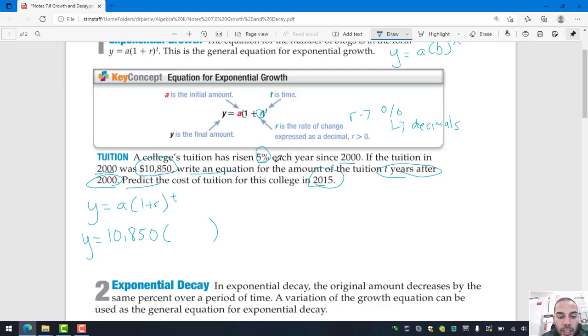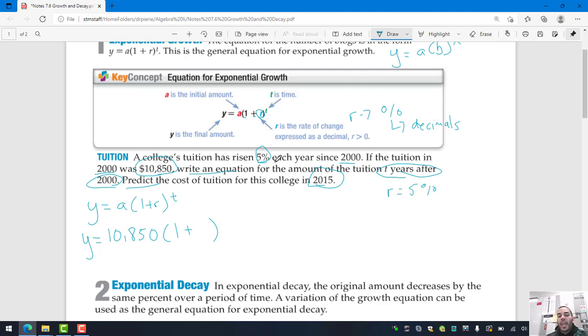Then inside my parentheses, I'm going to have 1 plus r. I'm always going to have a 1, and because it's growth, I'm always going to have a plus. Like I said earlier, your r value is almost always given as a percentage. What they're telling us is that the cost rises by 5% each year. r is equal to 5%.